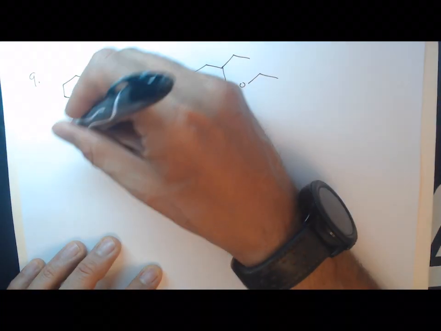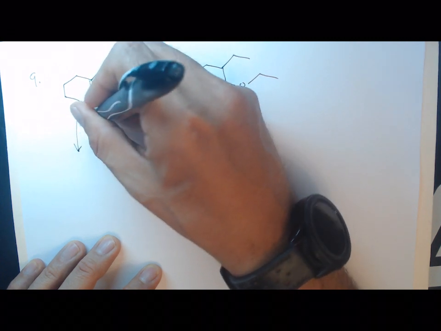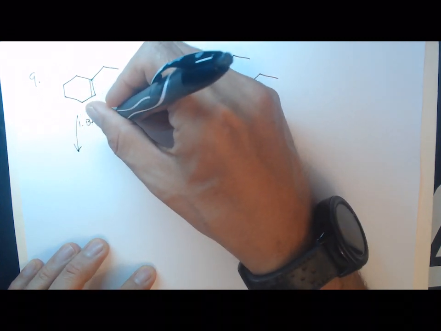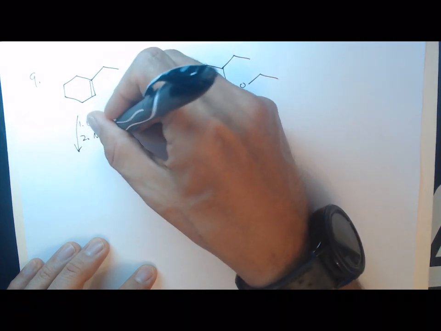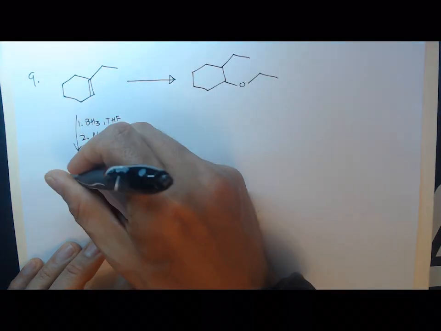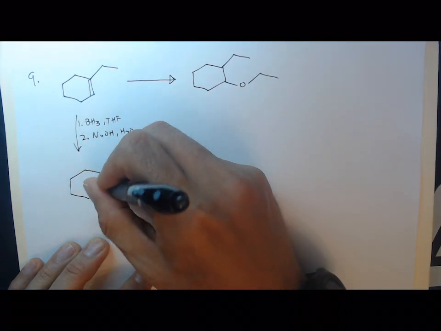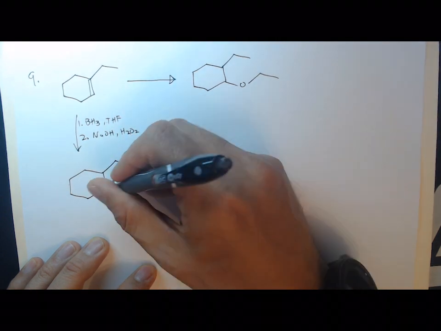So what I'm going to go ahead and do here is anti-Markovnikov addition of water via the hydroboration oxidation. So BH3, THF, followed by the oxidation step, hydroxide and peroxide. And we're going to get a syn addition. Doesn't really matter, I'm not worried about stereochem here. But we get that.